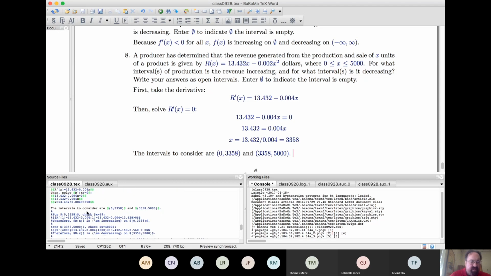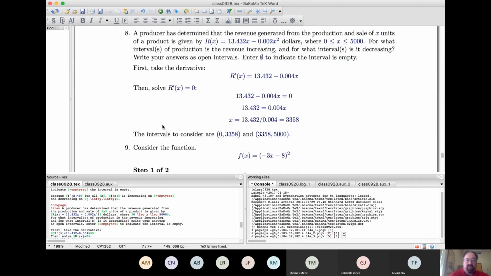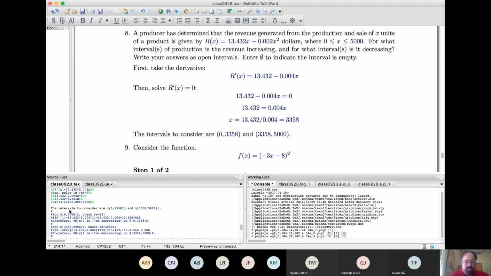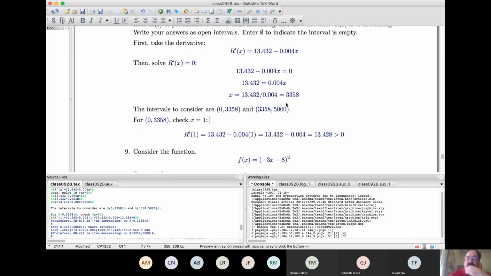Okay. So now, like before, you're going to check these two intervals. And that process is no different from before. So I just pick anything I want in this interval. So I just happen to choose one. Then I like plugging in 1 to polynomials because, like this one, all you're doing is summing up the coefficients. And that's what we get. In this case, we get a positive value. So the revenue is increasing on an interval.